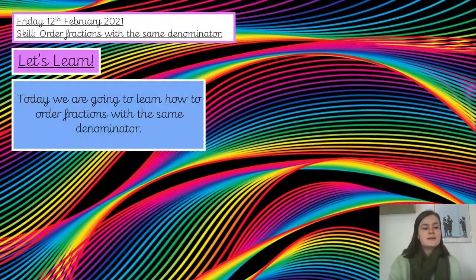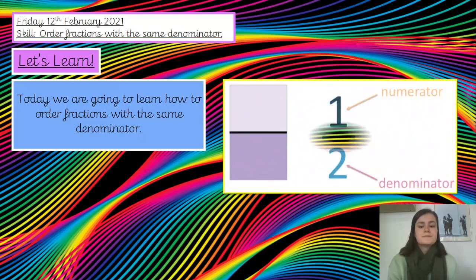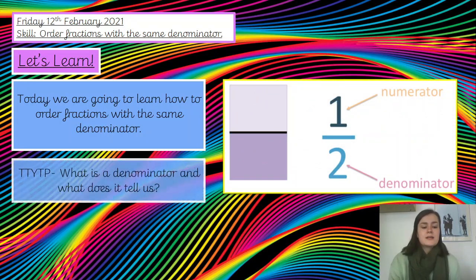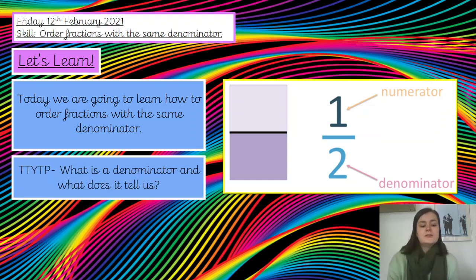Okay, let's learn. Today we are going to learn how to order fractions with the same denominator. Yesterday we were comparing fractions with greater than and less than, and today we're going to use that learning to make sure we can order our fractions as well. So have a little think. Can you remind yourself what is a denominator and what does it tell us? Pause the video and see if you can remember.